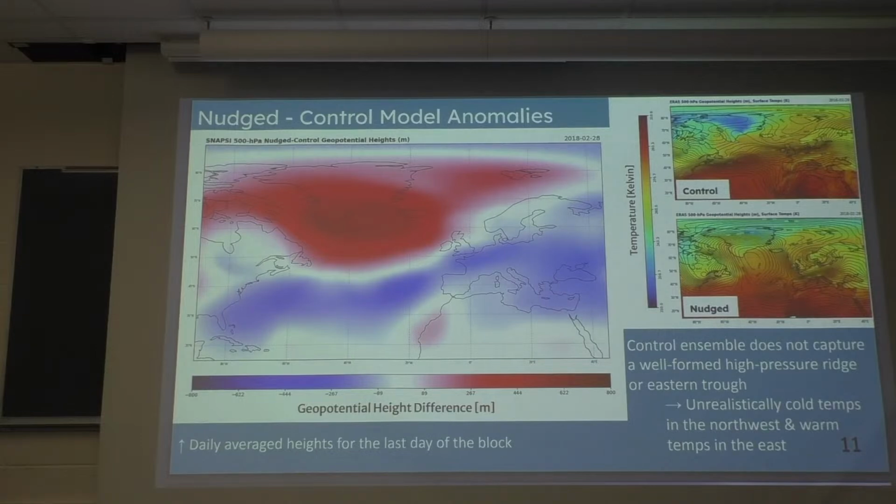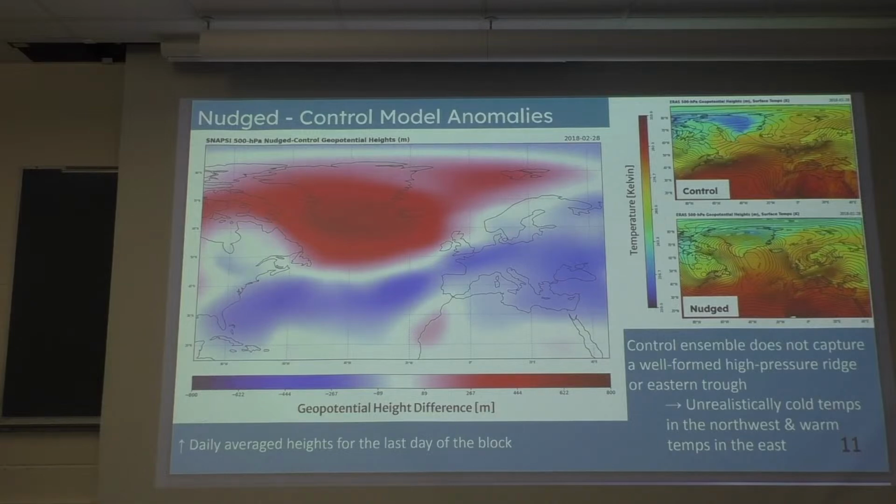And this is again daily averages for the last day of the block. As you can see, the nudge heights are much higher, whereas there's the ridge that is not present in the control data, and lower in the areas of the troughing that are also not really present in the control data, although it does have a little bit of a low pressure region in this area where you can see the difference isn't nearly as intense.